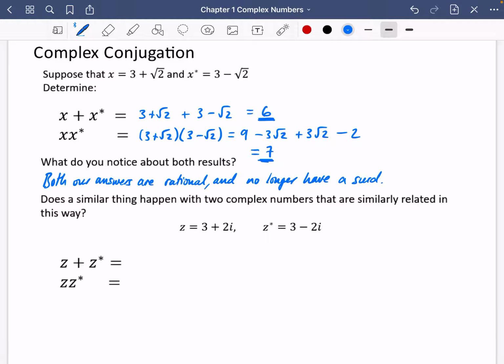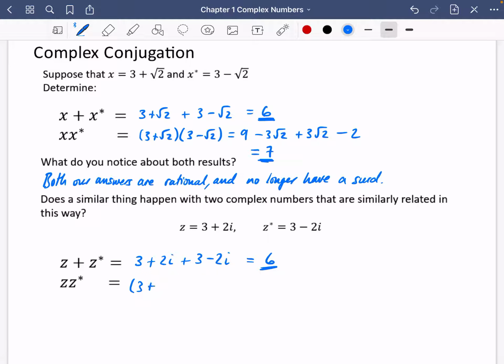So does a similar thing happen with two complex numbers that are similarly related in this way? So I've got z, and then I've got z conjugate here. I've got 3 plus 2i and 3 minus 2i. So let's see what happens when I do z plus z conjugate. I'm going to do 3 plus 2i, and I'm also going to do 3 minus 2i. So the 3 and 3 gives me 6, and the 2i and the minus 2i cancel. I just get this 6 that I've got here.